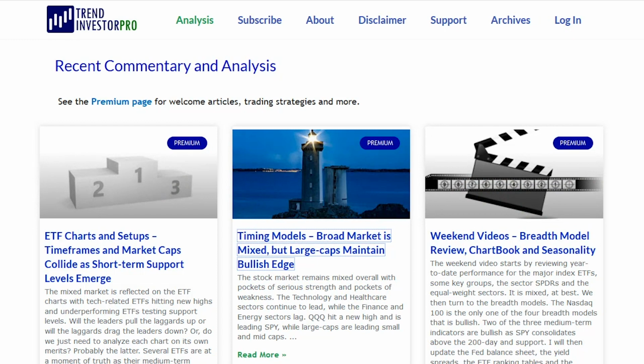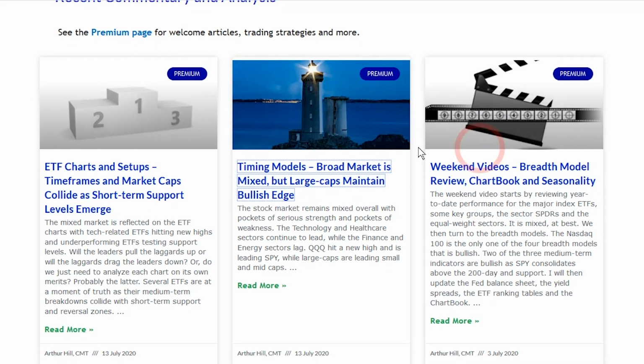There are a few free articles down there, but every week I have a timing model and a trend model, and that is updated. And right now it's mixed because we're seeing strength in large caps. The NASDAQ 100 trend model, breadth model is bullish, but the S&P 500 breadth model is bearish because participation has not been that broad yet.